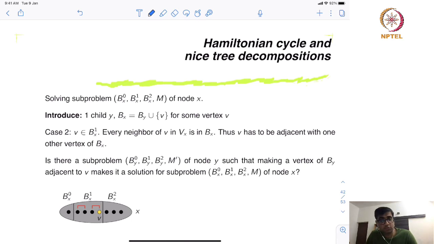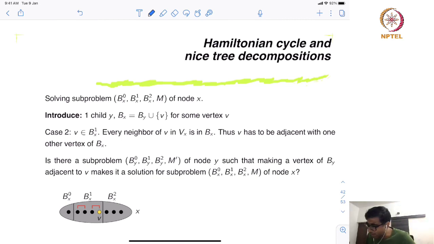Okay. Case 2. Now, if V is in Bx1, what is the property of this? We know that every neighbor of V in Vx is in Bx, because this is the time when a vertex is introduced, so all its neighbors at that point are in this bag. Thus, V has to be adjacent to at least one other vertex of Bx. You get my point? If V has degree 1, which implies that one of its neighbors has to be adjacent with one other vertex of V.